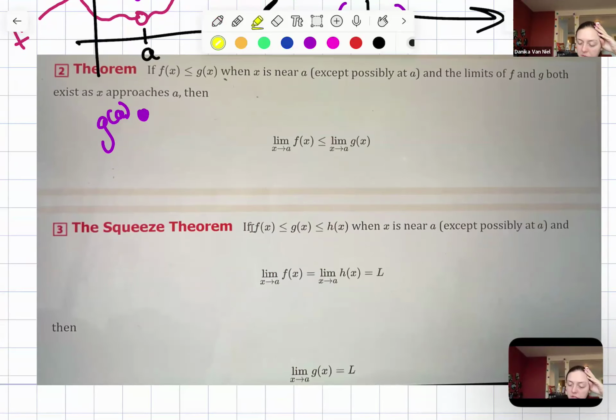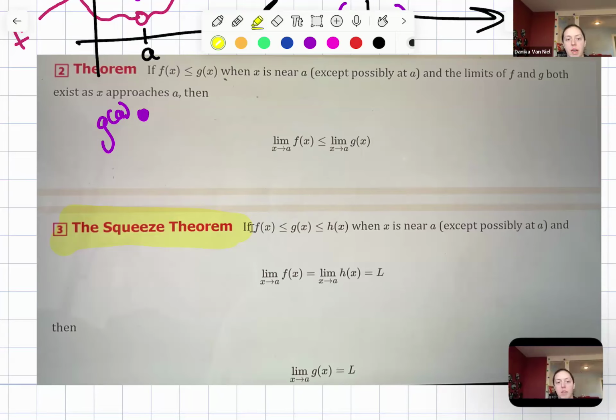The squeeze theorem I recommend that you memorize. This is extremely powerful. This is extremely helpful. They often ask about it on the exams. And if you go on to higher calcs, you're going to use it again and again and again. Okay, so now we have three functions near A, except maybe exactly at A, because there could be something weird that happens at A.